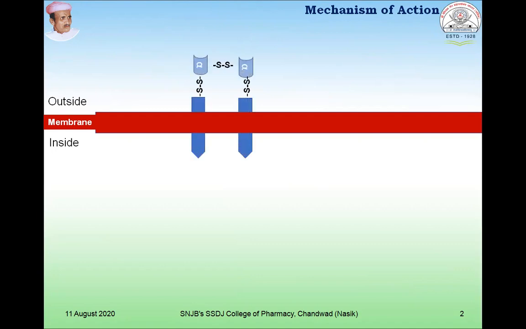Insulin receptor is a heterotetrameric glycoprotein. It consists of two extracellular alpha subunits and two intracellular beta subunits. They are linked together by disulfide bonds. Alpha subunit contains the insulin binding site, as you can see here. These two sites are specifically for insulin binding, whereas these are the beta subunits. They contain the enzyme tyrosine protein kinase.